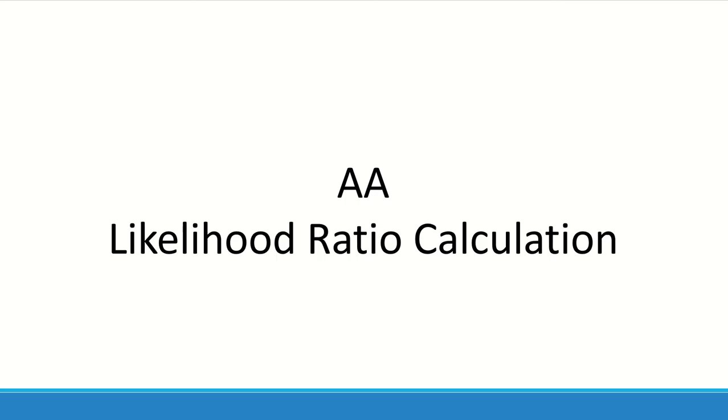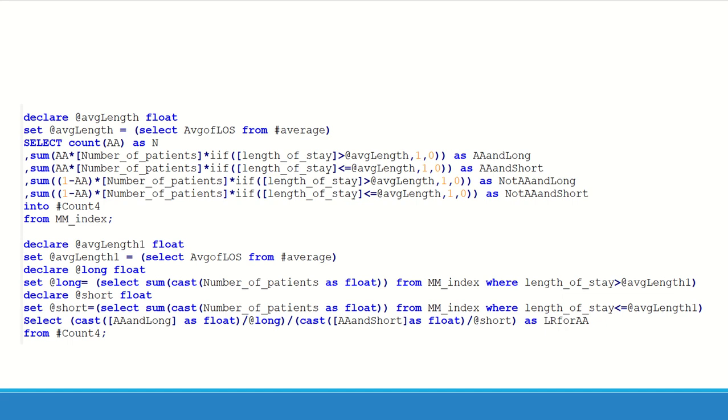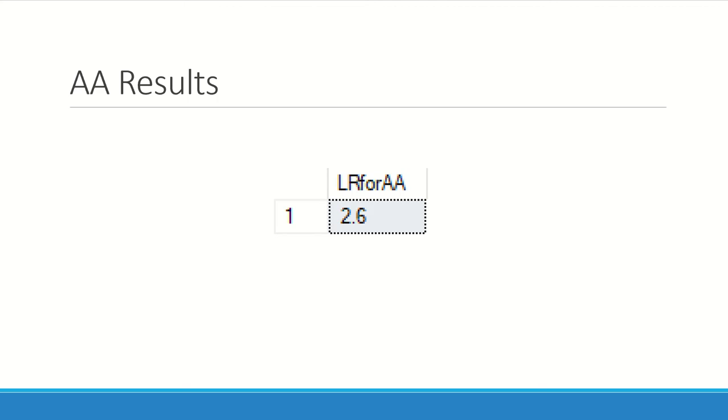The next step shows how to calculate the likelihood ratio for alcohol use. If this looks familiar, it's because it is. Like mentioned before, we are using the same backbone code and exchanging DM this time for AA, which is alcohol use, to get the likelihood ratio for alcohol use. Shown above is the SQL output for the alcohol use likelihood ratio, which comes out to be 2.6.